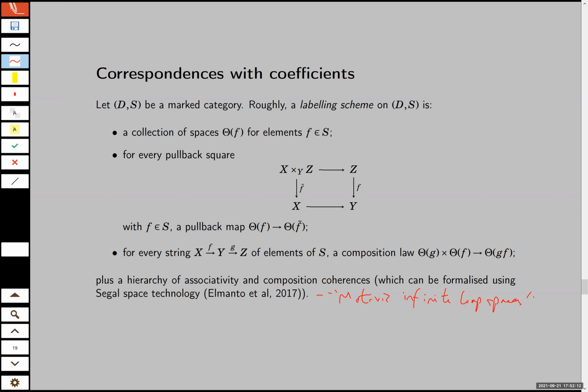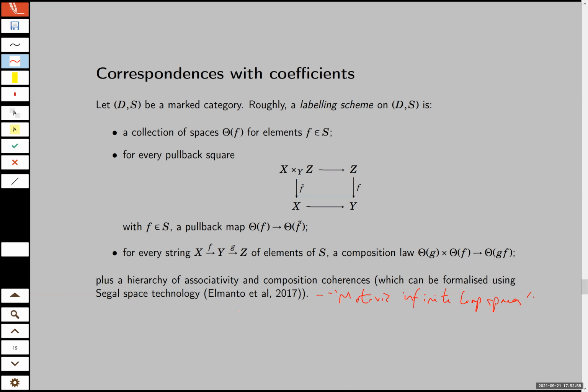So for each element in the special set of maps, I'm going to have some set of coefficients, some set of orientations, if you like. And these have an algebraic structure, which is you can pull back orientations and you can also compose them. But of course, this isn't a very good definition, certainly it's not even good enough for one category, let alone for higher categories. One can formalize this using a Segal space, which is what goes on in this paper. And I didn't want to write out the definition here because it's a bit dry.